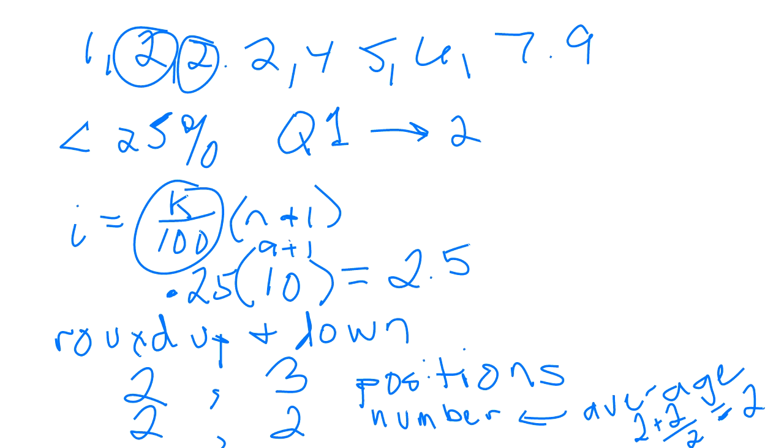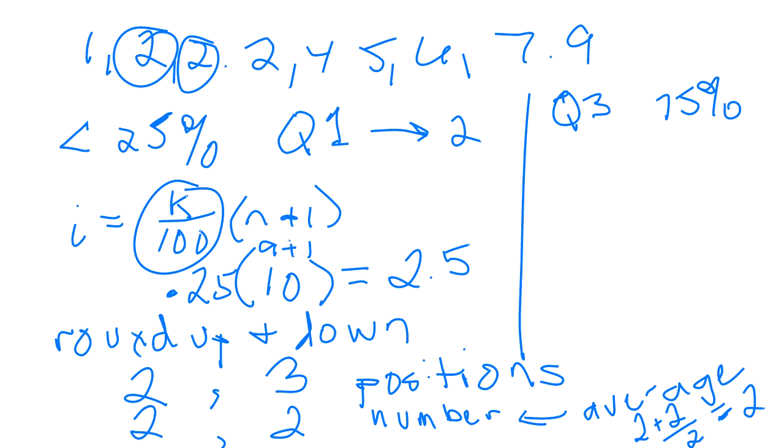6.5 then. So that means 75% of the data is below 6.5. That's what that means. Okay. So for Q3, it's 75%.